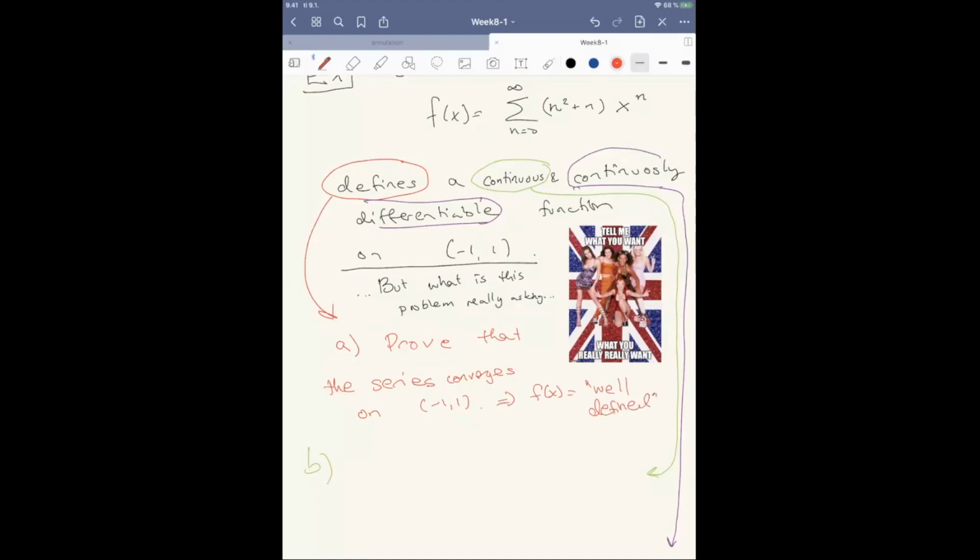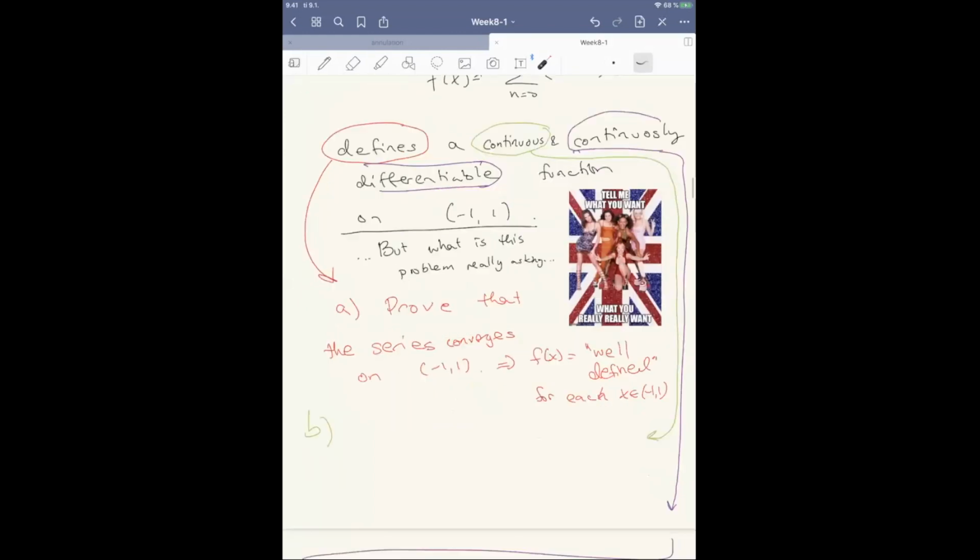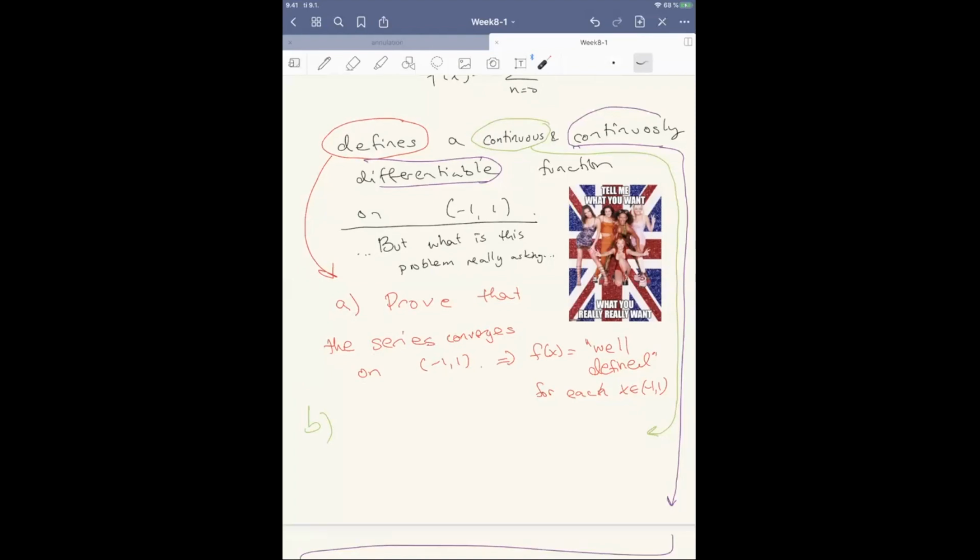So f(x) is so-called well-defined for each x in (-1, 1). This means that if I take an x in this interval, this formula really outputs a value. It doesn't output a value unless the thing actually converges. Otherwise, it's just f(x) is this nonsense, but the nonsense has to be something real. So defines really here means that you prove that the series converges. It's a code word for saying that the series converges.